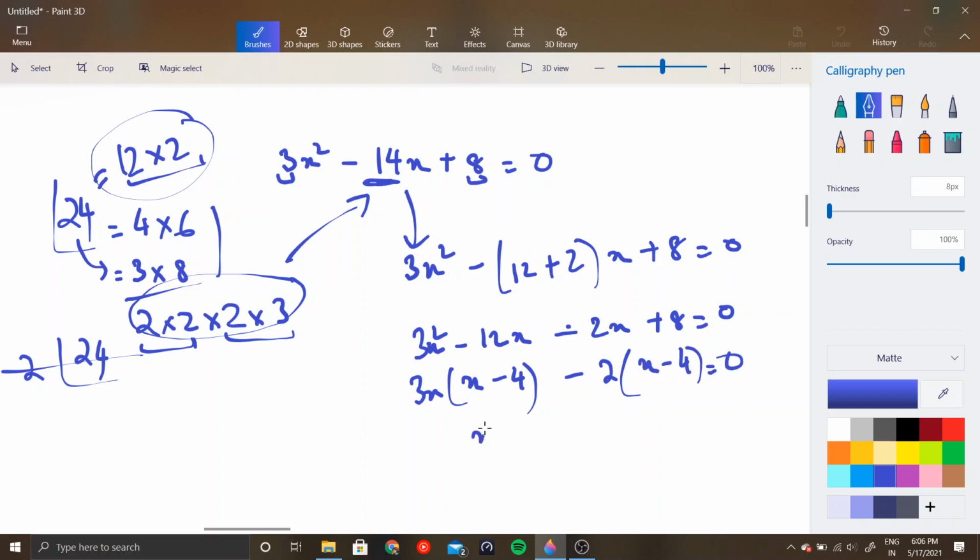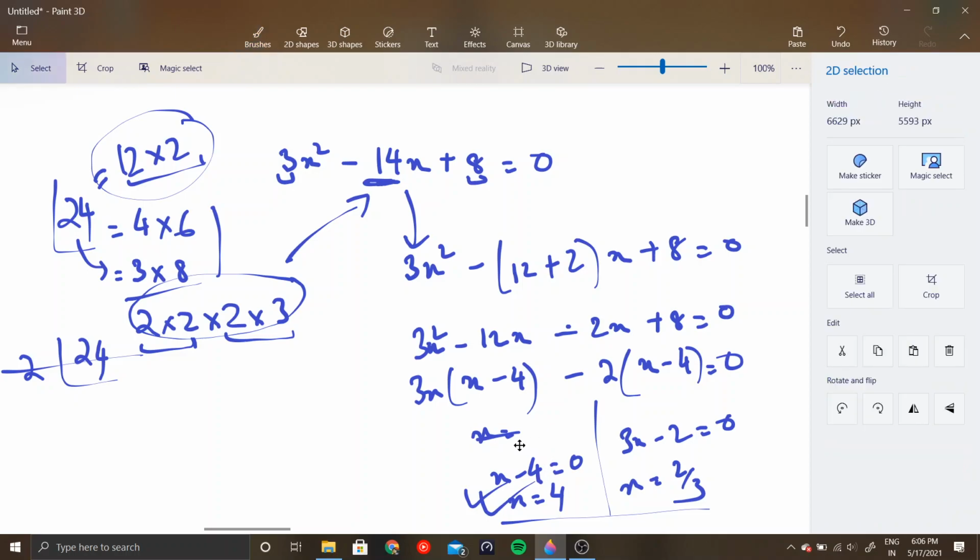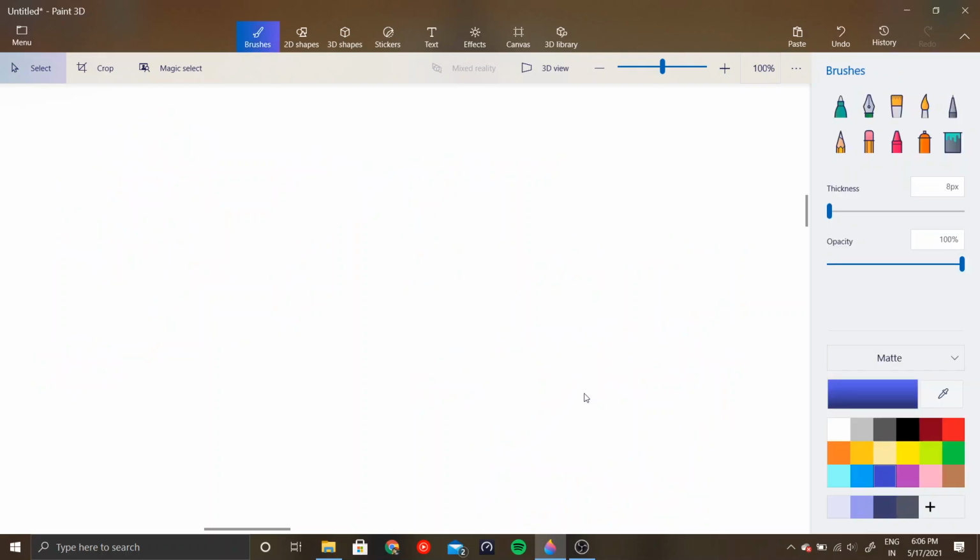So the roots are x minus 4 is 0 and 3x minus 2 is 0. So x is either 2 by 3 or x is 4. So these are the two roots of the quadratic equation. Okay, right. Now let's solve one more sum.